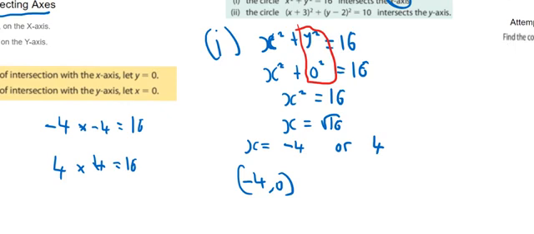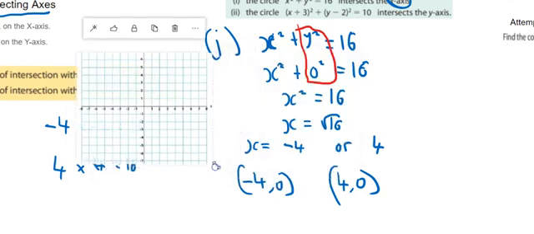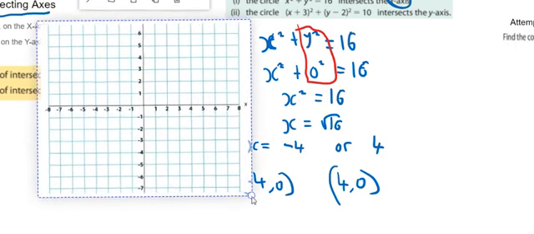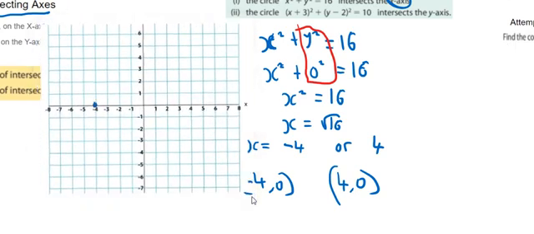So the points are -4, 0 and 4, 0. Just remember on the graph then the point -4, 0 is there and the point 4, 0 is there. So we know that this circle intersects those points there. So it intersects the x-axis at those points. So the circle really then has to look like that.